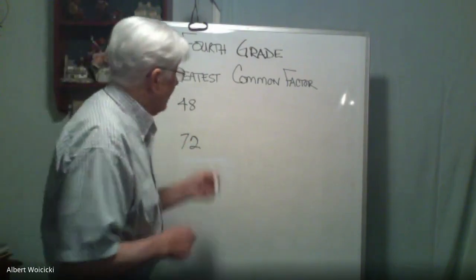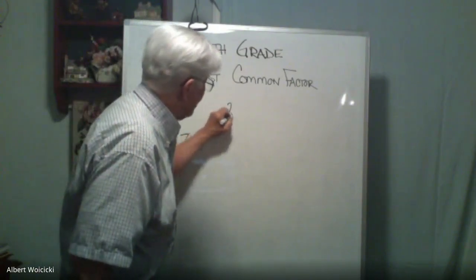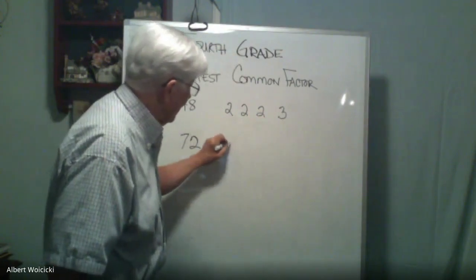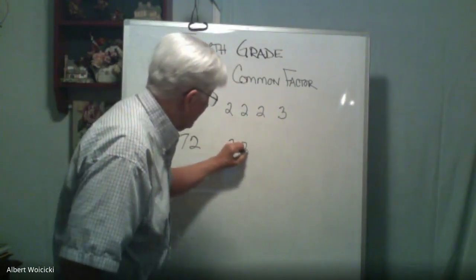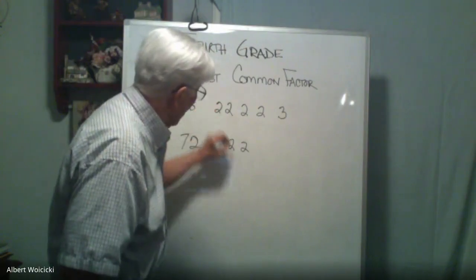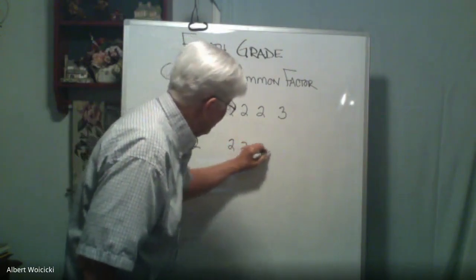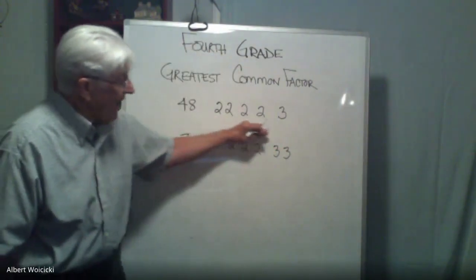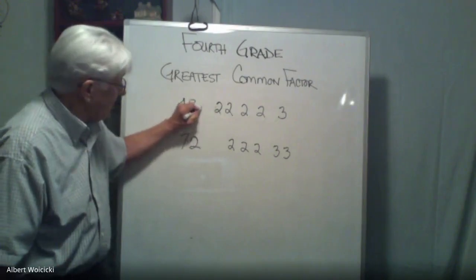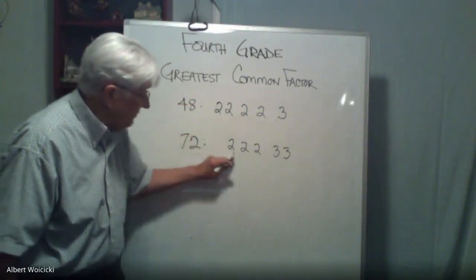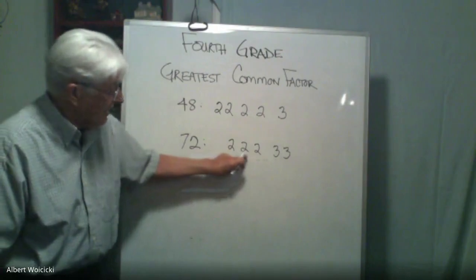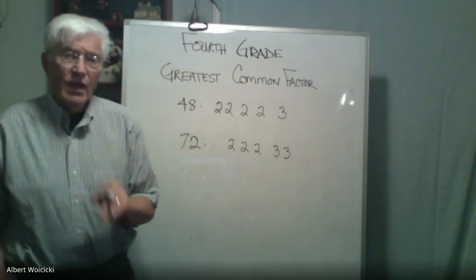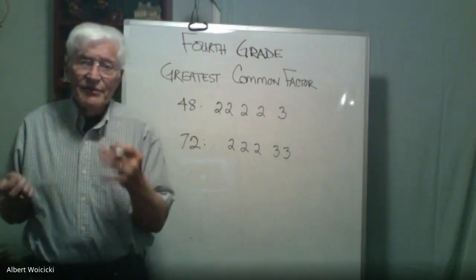So we have the number 48, we have 2, 2, 2, and 3. And for 72, we have 2 and 2. Oh, by the way, we have one more 2 up here. And then for 72, we have 3 2s and 2 3s. So this is the factored form of 48. This is the factored form of 72. 8 times 9, 16 times 3. So we have the factored form.